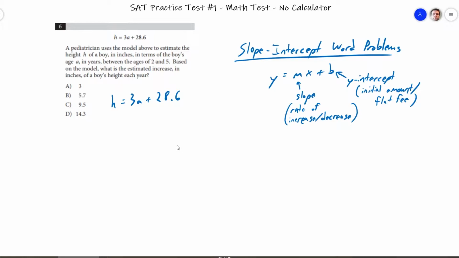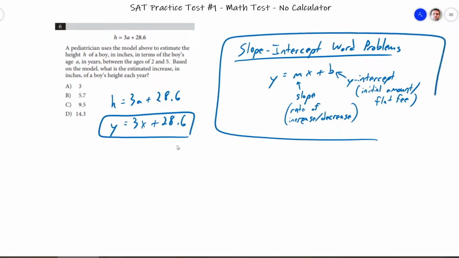So if it helps, you can rewrite the h and the a as just y and x, and then be sure to interpret this through the lens of the slope-intercept form word problem structure that we talked about before, where this number on the x is just your slope, or in the case of a word problem, your rate of increase or decrease, whereas the number at the end is always your initial amount or your flat fee.